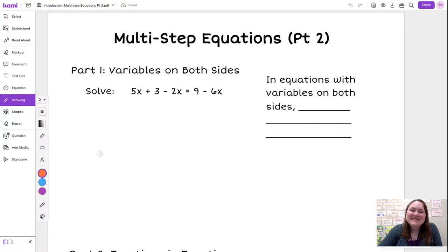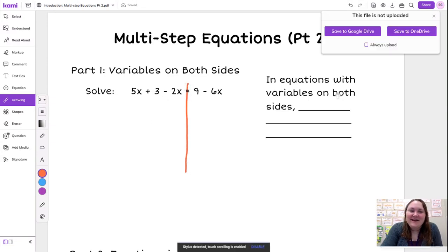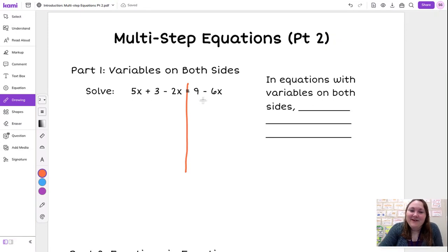Hi math students, this is your introduction video for our lesson on multi-step equations, part 2. In this lesson, there are two types of equations we're going to be focusing on. The first is equations like these. If I draw that line at my equal sign that you know I like, one of the things you might notice is that we have that variable x on both sides.